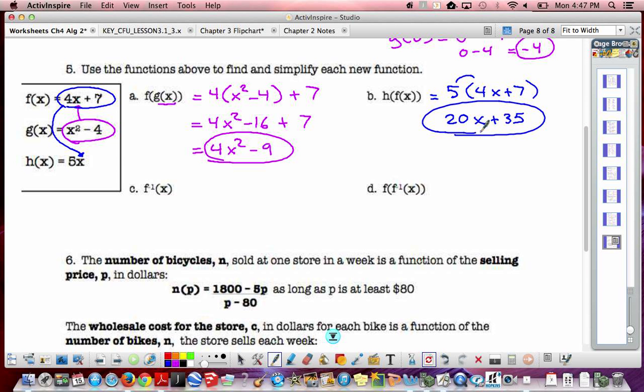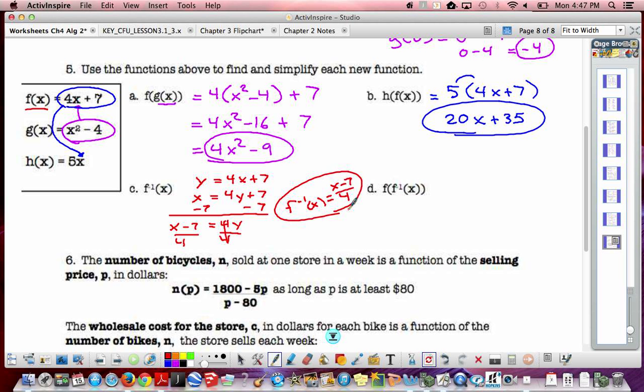All right, the next one asks you to find the inverse. So we're going to do some review of inverse. So y equals 4x plus 7. So I replace the f of x with y. Interchange the x and y. So x equals 4y plus 7. So now solve for y. So x minus 7 equals 4y. Divide both sides by 4. So f inverse of x is equal to x minus 7 all divided by 4.